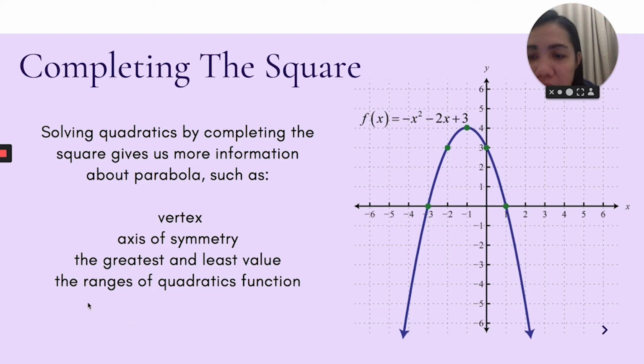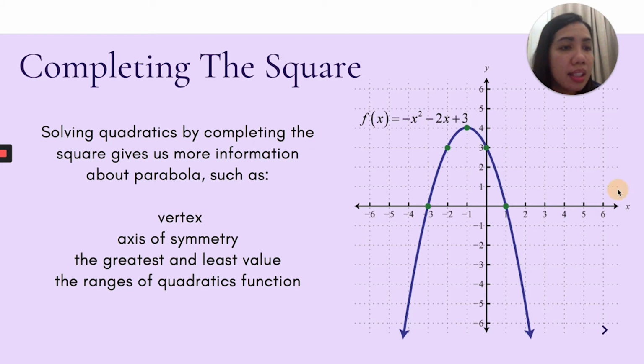So now for the range of a quadratic function, what is the range? The range of a quadratic function means all the set of values of y where the parabola sits on. So in here we can see that this parabola only sits on y equals to 4 downward. So the range of this quadratic equation is y less than or equal to 4, because the parabola only sits from this value downward. Okay, that is the information that we can get after we have completed the square.